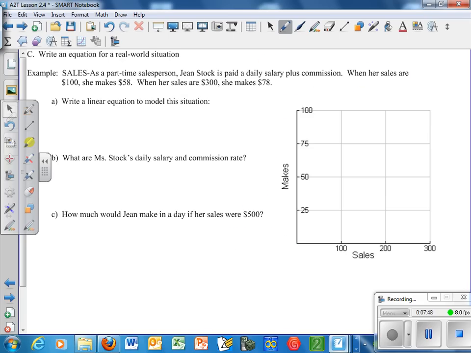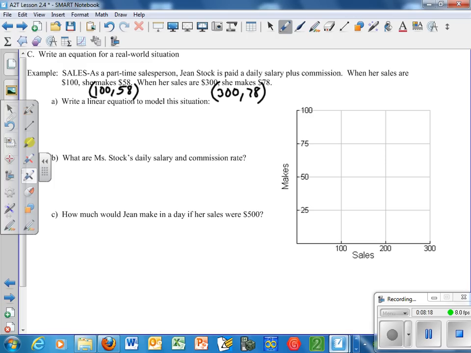Okay, we have a word problem here. Sales: as a part-time salesperson, Jean Stock is paid a daily salary plus commission. When her sales are 100, she makes 58. When her sales are 300, she makes 78. So, sales is the independent variable, or what we call the control variable. This is like they're giving you a point here. When the sales, we'll call the sales the x value, 100, the y value is 58. Over here, 300, 78. So it's like they're giving you 2 coordinates, they're just written out in words.